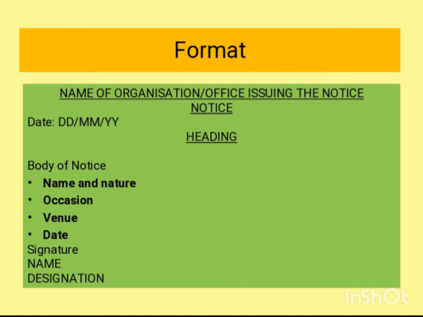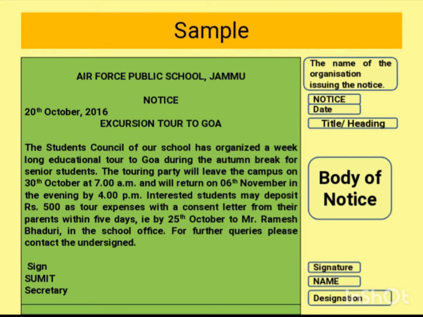After that, you start writing the body of the notice, in which you should include the name and nature of the topic, the occasion, venue, and date. Soon after that comes the writer's signature, name, which has to be in bold letters, and lastly, the designation of the writer. Now let's look at an example.